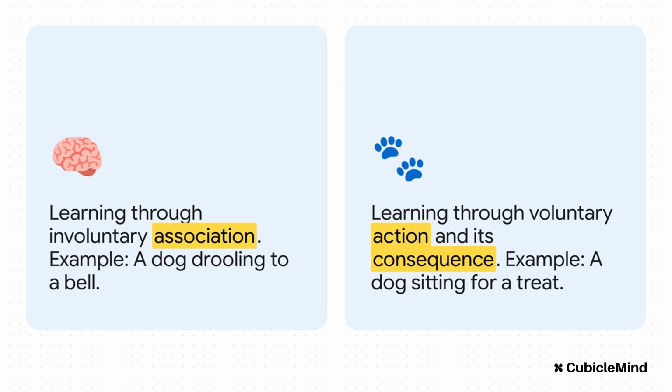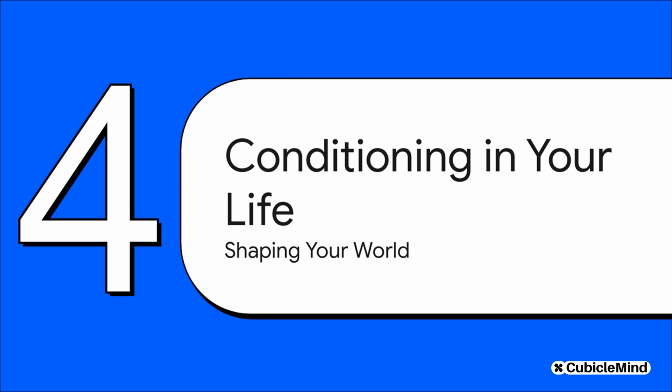Classical conditioning is all about an involuntary, automatic link being formed. The dog isn't choosing to drool. Operant conditioning, on the other hand, is about a voluntary action and what happens after. The dog is choosing to sit because it knows a treat is coming. One is association, the other is action and consequence. That's the main difference.